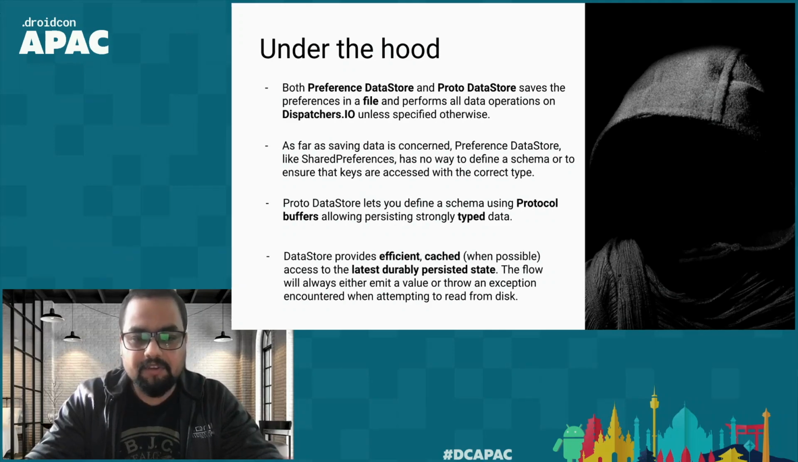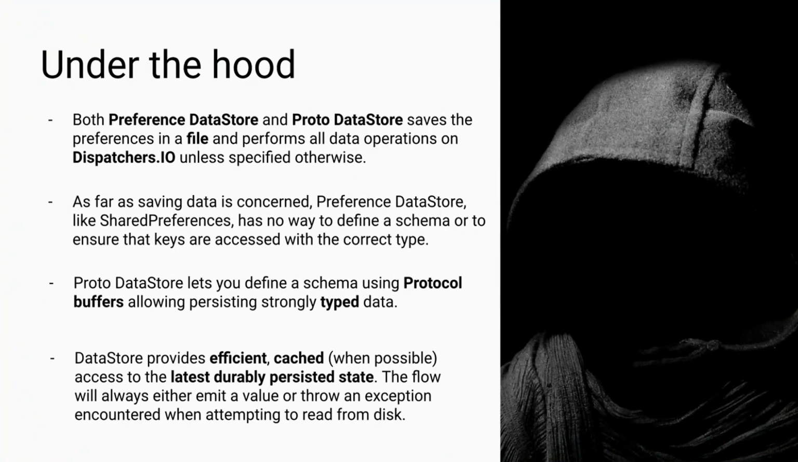DataStore also provides efficient, cached, when possible, access to the latest durable persistent state. The flow will always either emit a value or throw an exception encountered when attempting to read from the disk. One of the major advantages of data store is that it can be cached. We used to query the shared preference in a synchronous manner, and most apps do. Whenever there is a huge chunk of data stored in preferences, sometimes it contributes to the launch time, or the load time of the page.